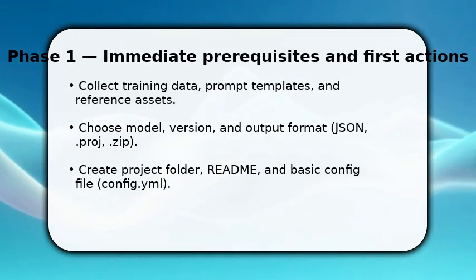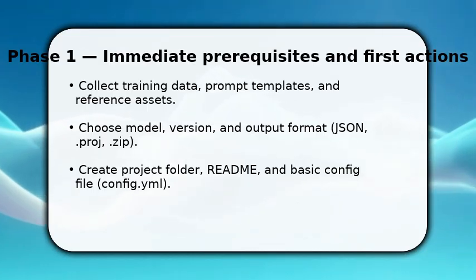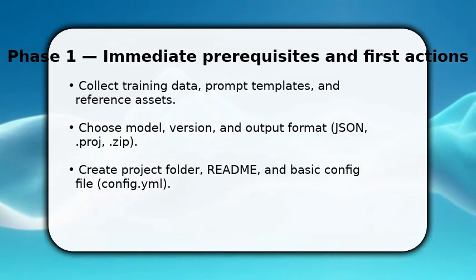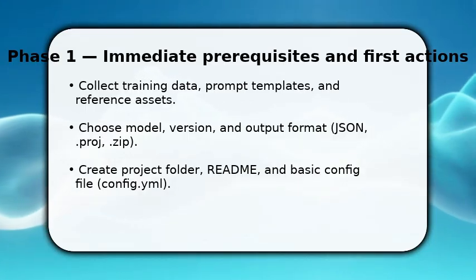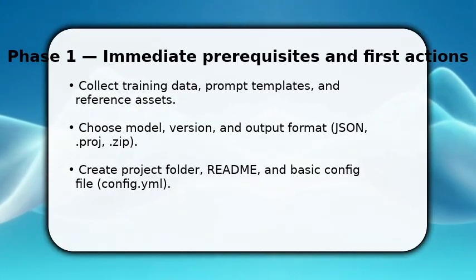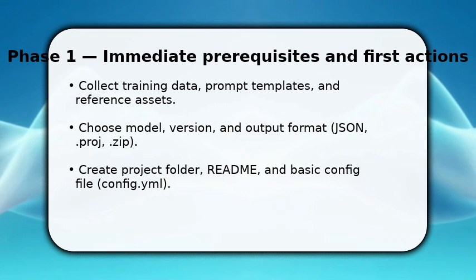Once done, create a README and a config YAML with key fields, model, temperature, and output path. Make sure to name files consistently so scripts can find them. This first step saves time later. You'll iterate, but a clear structure prevents chaos and speeds automated runs.